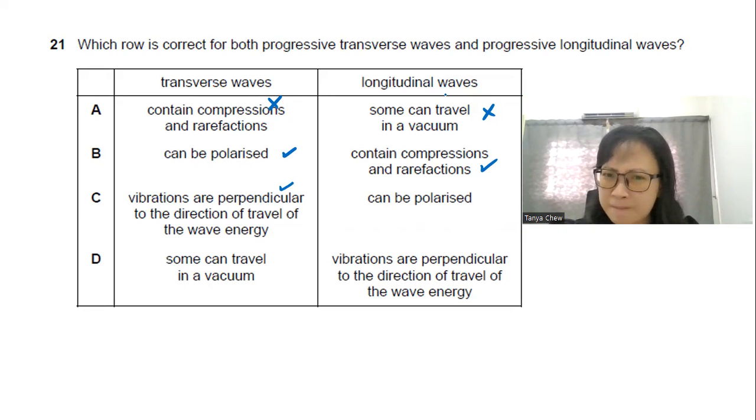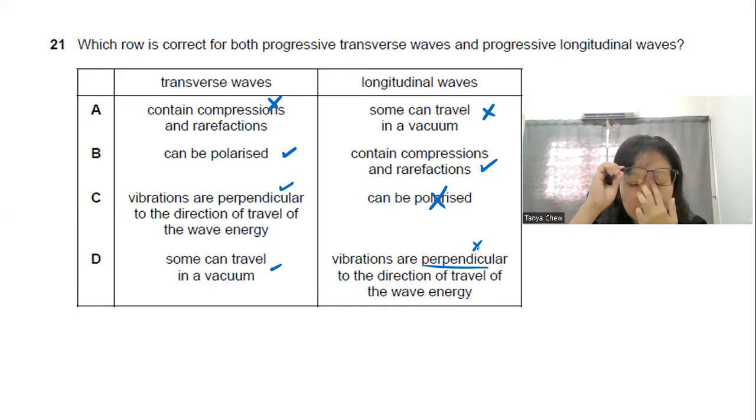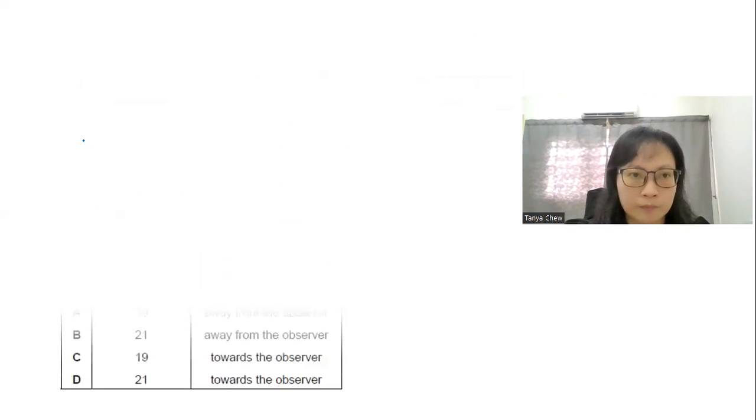And longitudinal wave can be polarized? No, never. D, some can travel in vacuum, which is true. Longitudinal wave, vibration are perpendicular? No, the vibrations are parallel to the direction of the travel of the wave. Therefore, the answer is B.